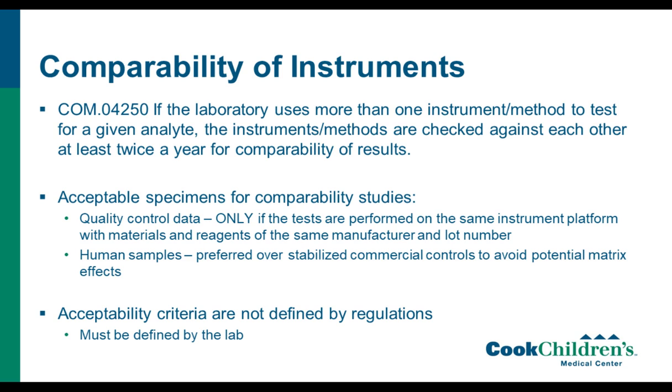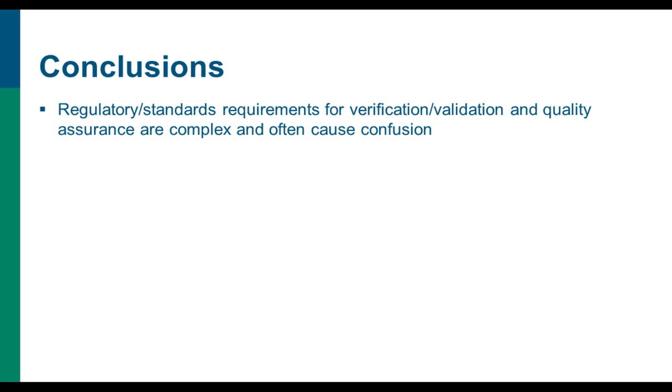As with many of the other things in this talk, the acceptability criteria are not defined by regulations, nor are the amount of samples that you have to test or how many quality control data points. So nobody has put a definition on this. CAP has not said that you need a specific number of QC points or that you need a specific number of human samples. That is up to you in the lab, but you do have to define it and have that in a procedure defining what you're going to run and how many of what you're going to run.